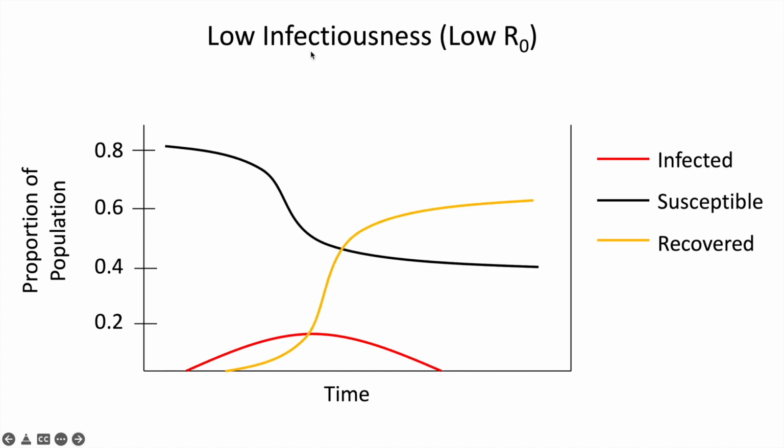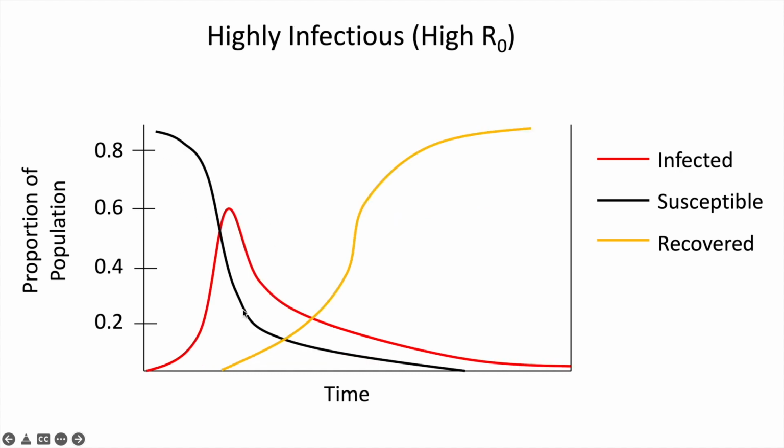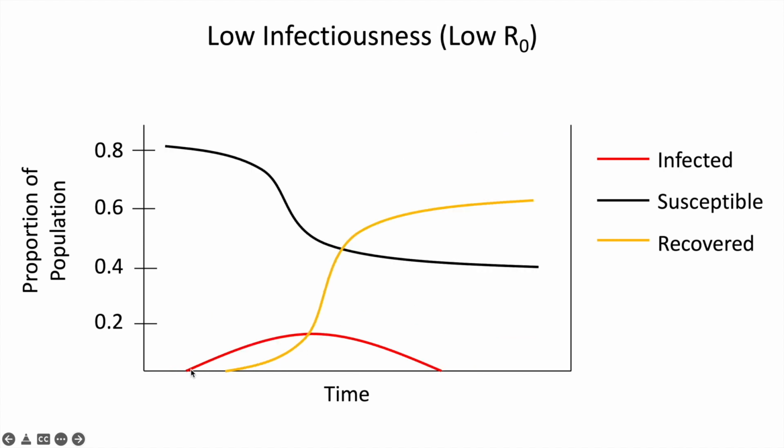A low infectiousness disease, so a low R naught, will have a different look. So with this other one, not everyone got infected at some point in the epidemic. But this is a situation where the number that's infected is just this small little bump. So susceptible doesn't even make it all the way to 0. There's still some remaining susceptible people.